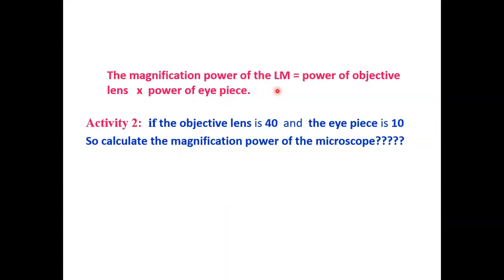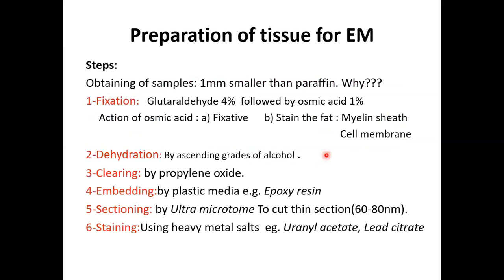Magnification power of the light microscope. We obtain it by multiplying the power of the objective lens with the power of the eyepiece. If the objective lens has 40 magnification power and the eyepiece 10 magnification power, the magnification power of the light microscope will be 400.